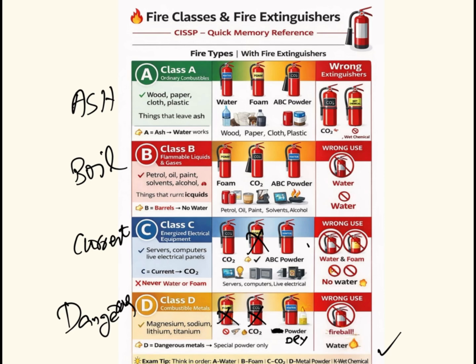I think you may see one question related to this topic. Therefore, it's better to remember the classes of fire types and, along with that, the fire extinguishers.